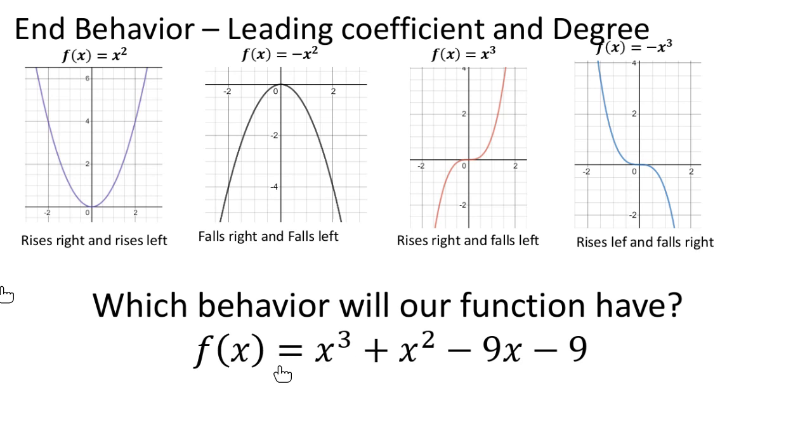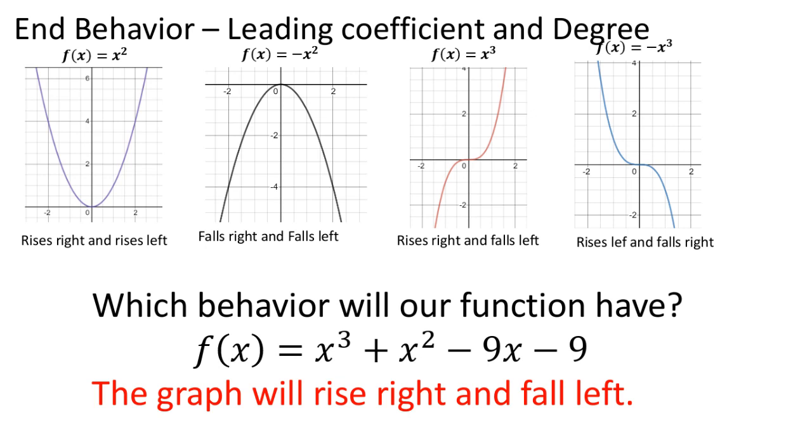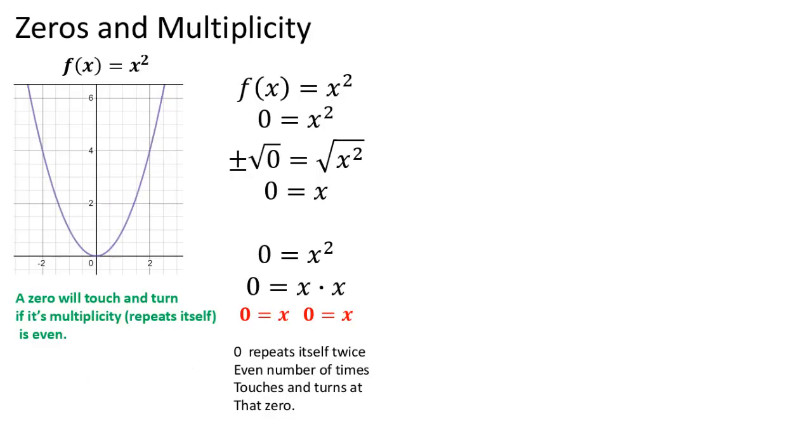So what will our end behavior be for this polynomial? We can see that this polynomial is an odd function, so it's going to be either of these two. Then our leading coefficient, we know it's positive. So the graph that we're going to be looking at is this one right here. Again, to review multiplicity, if we had a repeating zero, that means that the graph is going to touch.